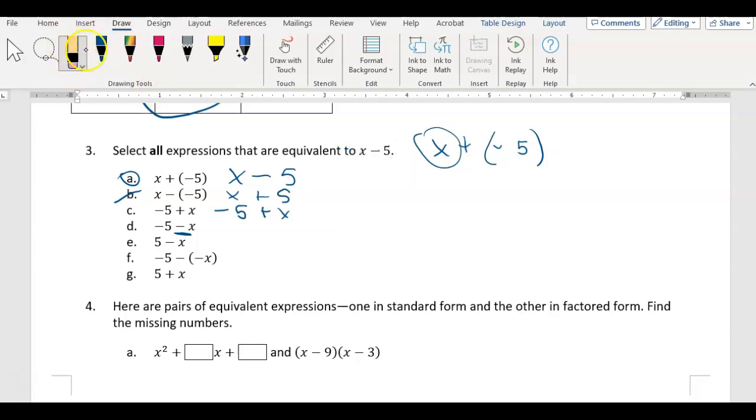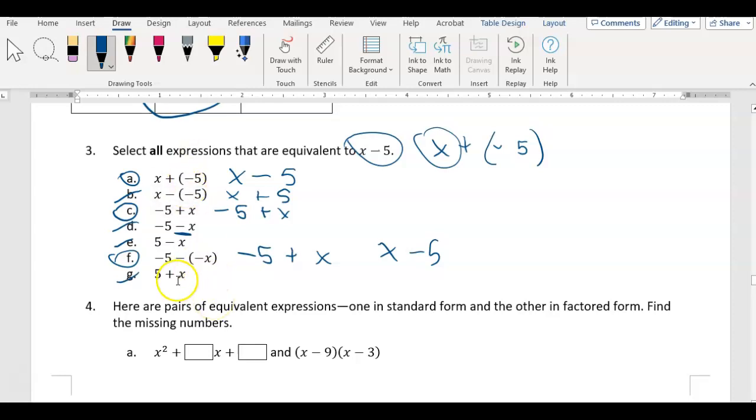So we know that this one with a negative x does not work. 5 minus x, so again, here we have a positive 5 and a negative x, but in our original equation we have a positive x and a negative 5, so that is not true. This can be rewritten as negative 5, negative times a negative, or minus a minus, is going to be plus x. So this is the same as this one because I can rewrite this as x minus 5. And then 5 plus x, here we're missing that negative sign in front of the 5, so that is not true.